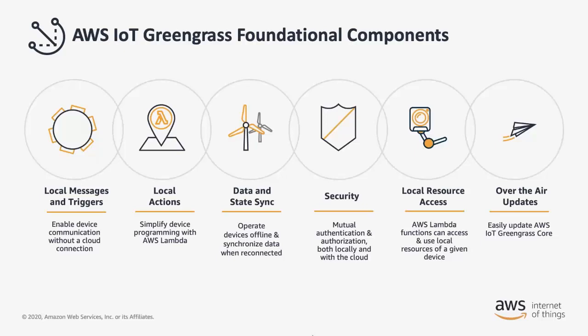And then also, if you do have local resources on that Greengrass device, this might be a GPU or something that is a serial connection, Greengrass can provide those local resources to local Lambda functions to actually interoperate with.